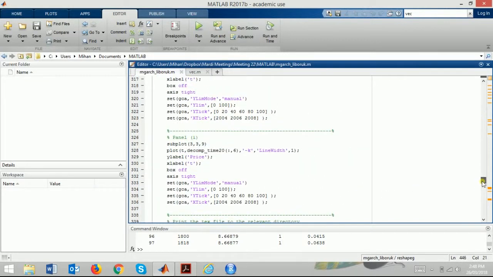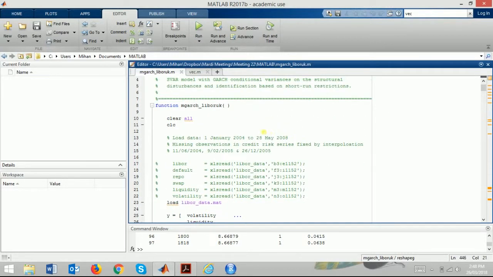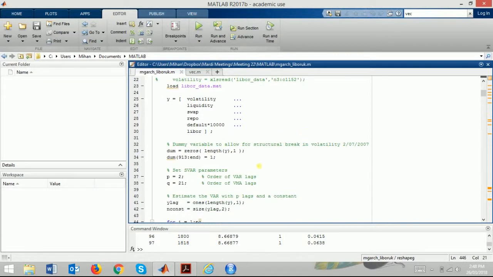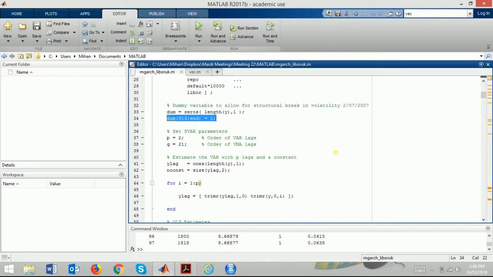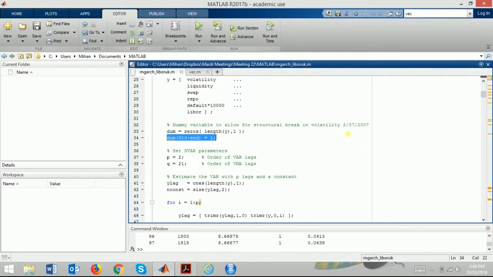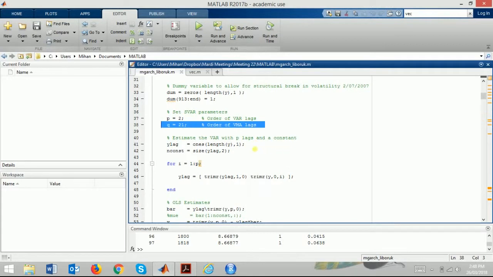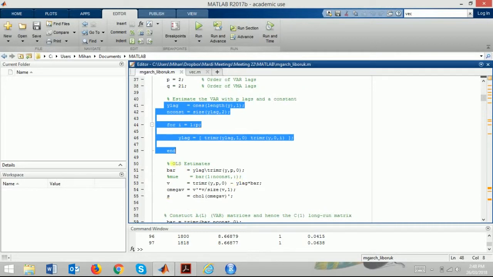Fine. Now let's have a look into the code. So input all the data, 6 variables. Dummy variables allow for structural break in volatility, which is zeros. Then dummy 913 to end is 1. In volatility, this period has 1. SVAR parameters, order of VAR lag, q lag. Exactly, we have done this before. Estimate VAR with p lags, trimmer, we studied that before.